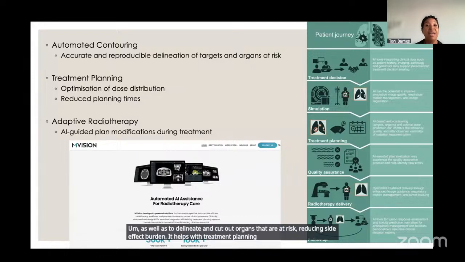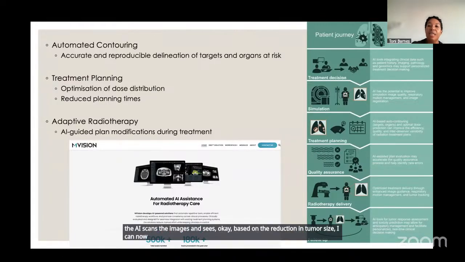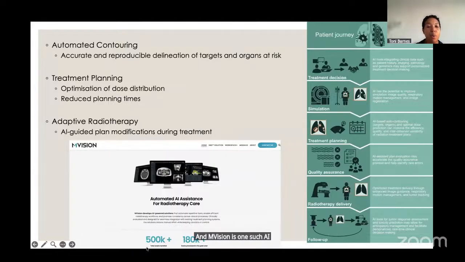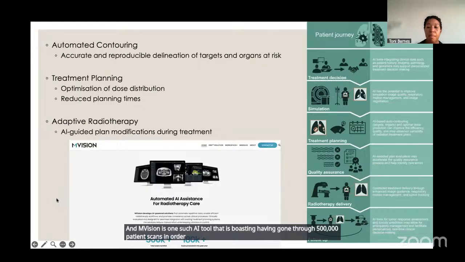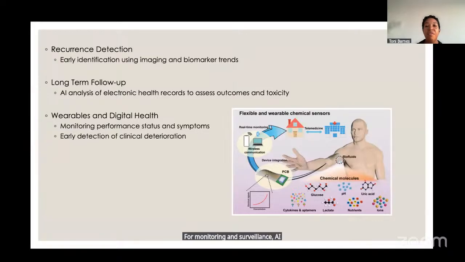It also helps with adaptive radiotherapy, whereby you can monitor the patient as they are receiving treatment. And every time they get treatment, the AI scans the images and sees, okay, based on the reduction in tumor size, I can now plan the radiation in a slightly different way so that we cut out any tissue that we do not want to be overly irradiated. And MVision is one such AI tool that is boasting having gone through 500,000 patient scans in order to assist in their management. For monitoring and surveillance, AI has been developing as well.